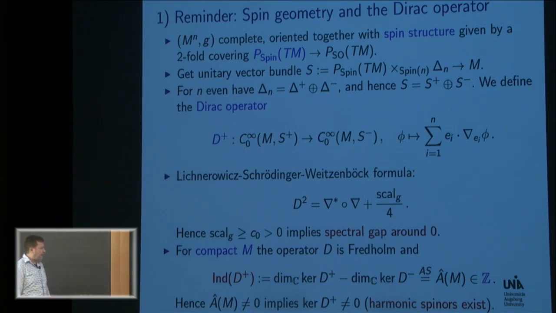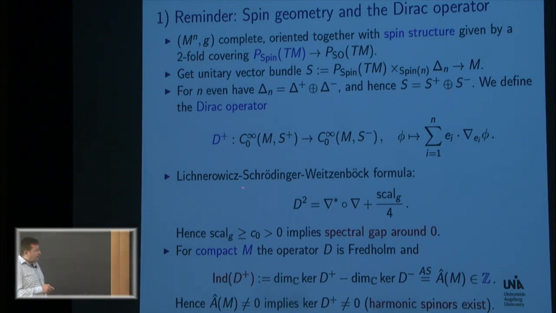So for compact M, let me recall that this operator acting on the positive spinors to the negative spinors is actually a Fredholm operator. This is a consequence of elliptic regularity. And so we can write down the Fredholm index, which is the dimension of the kernel of D plus minus the dimension of the kernel of D minus. So that's an integer because it's a Fredholm operator, and by the famous Atiyah-Singer index theorem, this is equal to a topological invariant of M, the A-hat genus, which is directly related to Pontryagin classes, and so it's well computable.